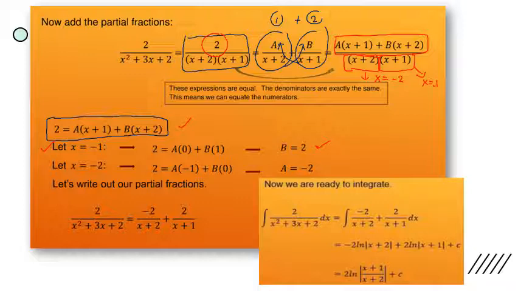Okay, then when we let x equal negative 2, so 2 equals, we substitute into this function. So a times negative 2 plus 1 is negative 1, plus b times 0. So we get a equals negative 2.